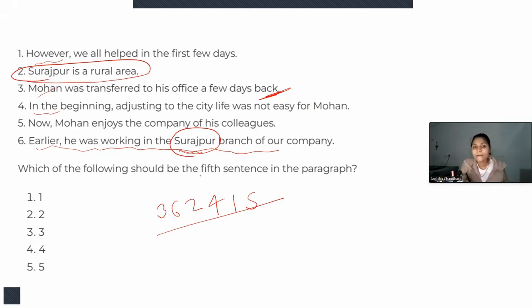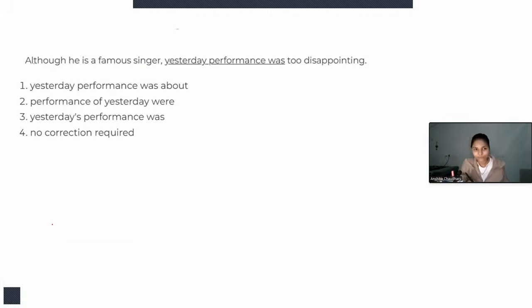Now what the question is asking, which is the fifth sentence? So 1, 2, 3, 4, 5. That means the first sentence would be the fifth statement in this paragraph. I hope it is clear to you. Let's move on to the next question.